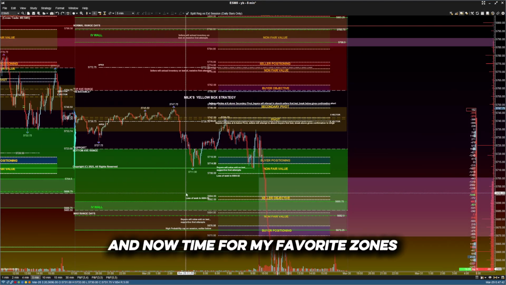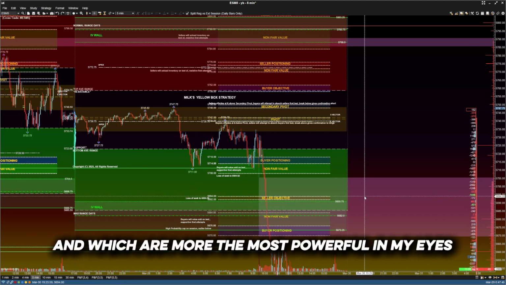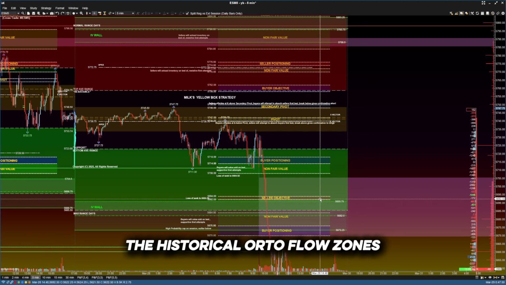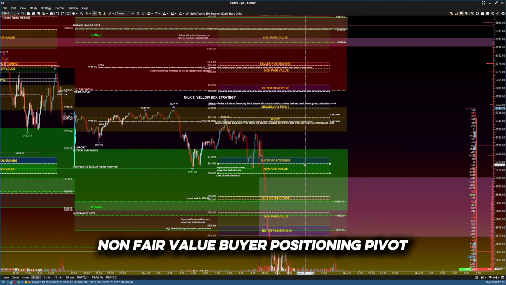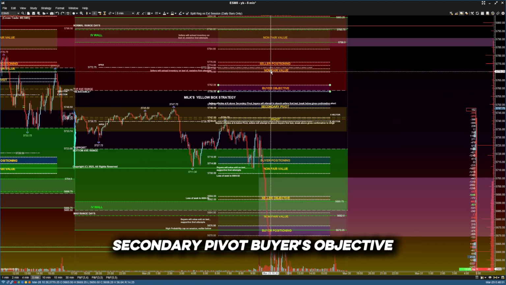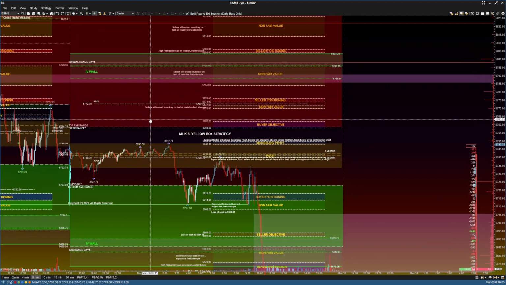And now time for my favorite zones, the ones that I use the most and which are the most powerful in my eyes: the historical order flow zones. So we have seller objective, non-fair value, buyer positioning, pivot, secondary pivot, buyer's objective, seller positioning, etc. Those are the main ones.